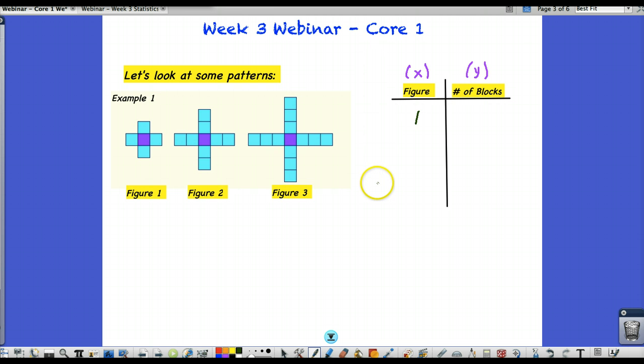Okay, all we have to do is count how many blocks are in figure number 1. Looks to me like we have 5. Okay, pretty easy so far. Very good, Donnell, very good. So figure number 2, how many blocks do we have in figure number 2? Awesome, we have 9. And how about the last one, figure number 3? Very good, very good.